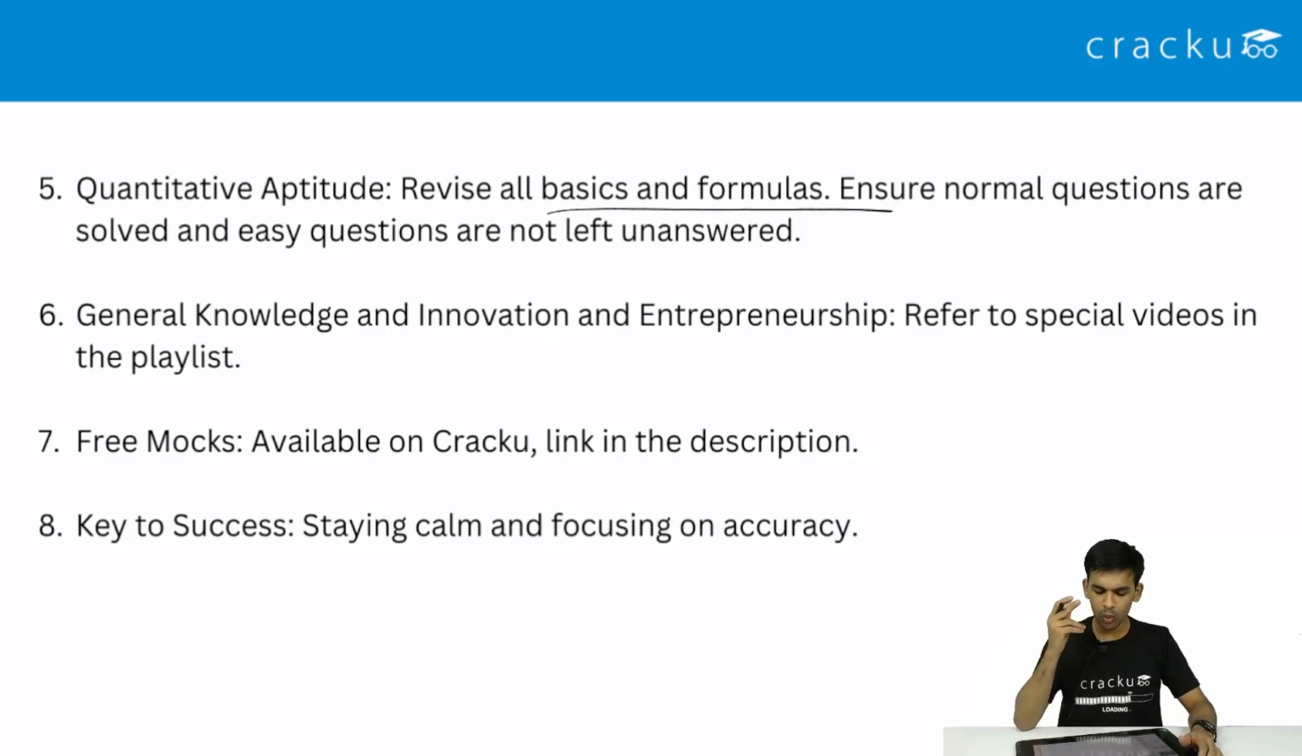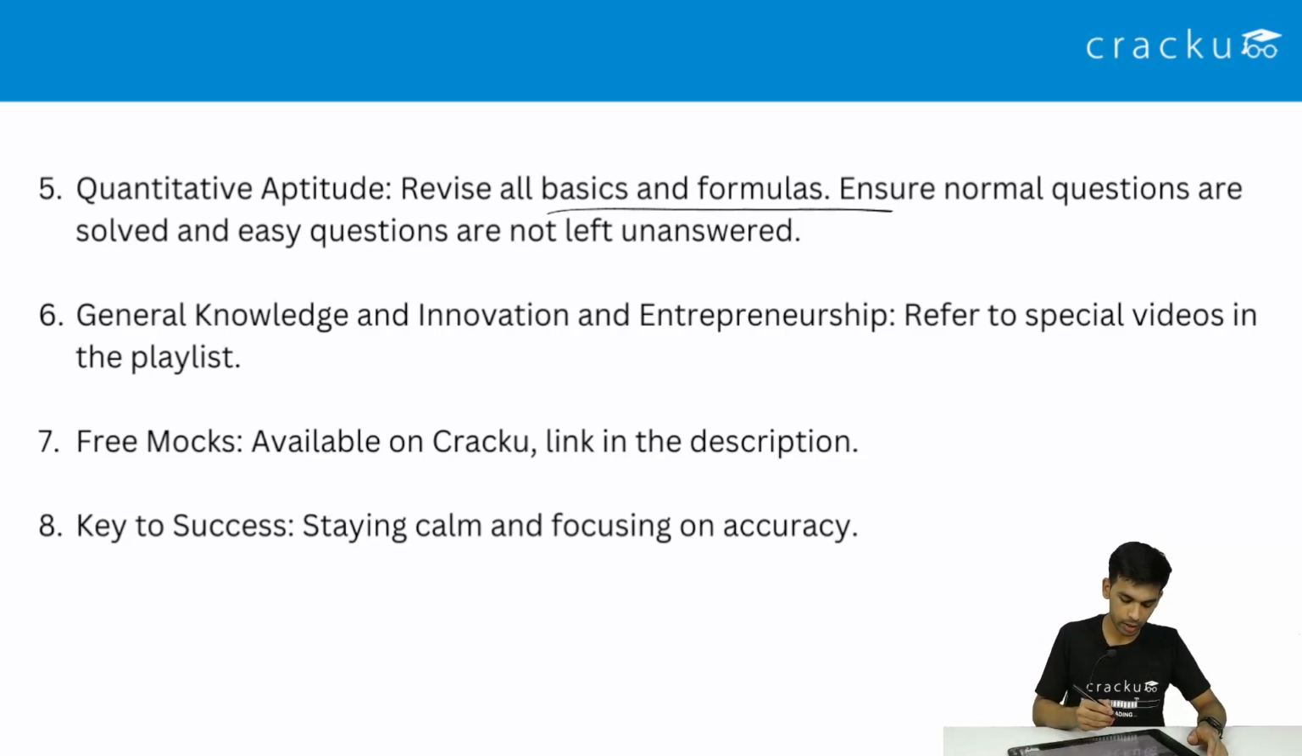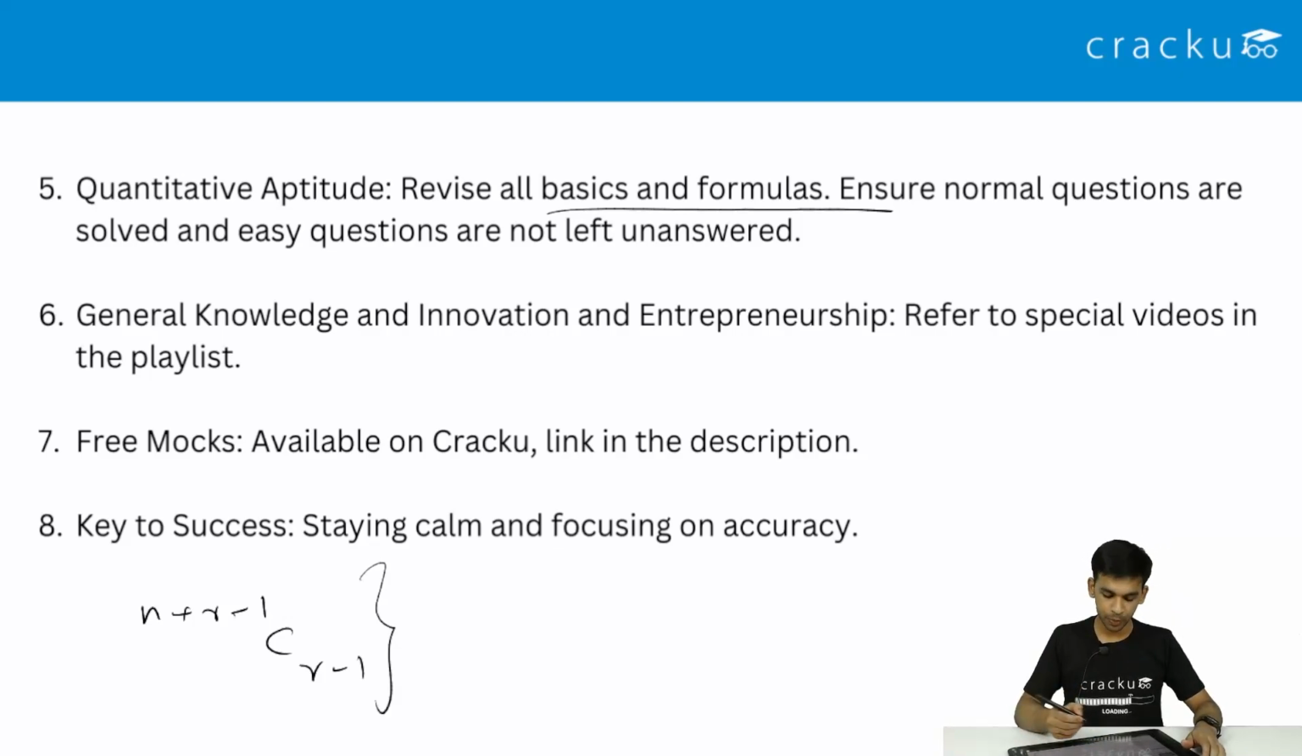Why I'm suggesting this: say you got a question. You have learned a formula for PNC, which is permutation and combination. You can apply one particular formula for distribution. We have a formula like n plus r minus 1 C r minus 1. This is a formula for distribution of similar items to distinct people. So if you are distributing, say, 10 apples to 3 kids, we can apply this.